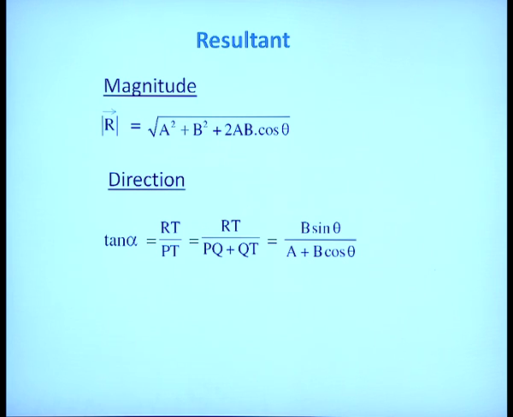Now, you can calculate the resultant vector whose magnitude is equal to R, that is equal to root over A square plus B square plus 2AB cos theta, and whose direction is given by tan alpha, which is equal to RT by PT, as you can see from your previous figure. That is RT divided by PT, equal to RT over PQ plus QT, where RT equal to B sin theta, PQ equal to A, and QT equal to B cos theta. So, you can find out the magnitude and direction of the resultant vector using these formulas.